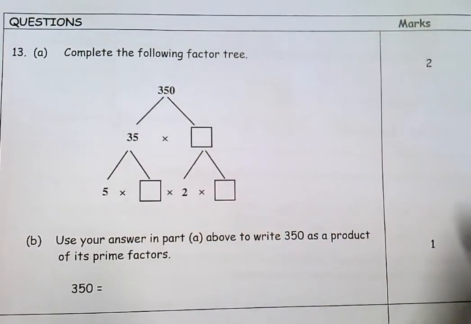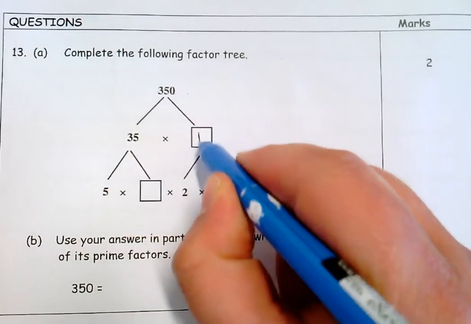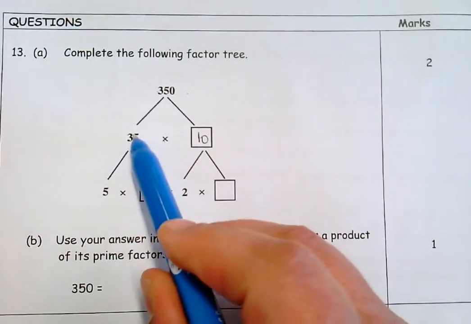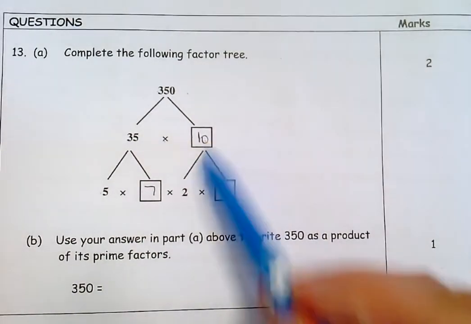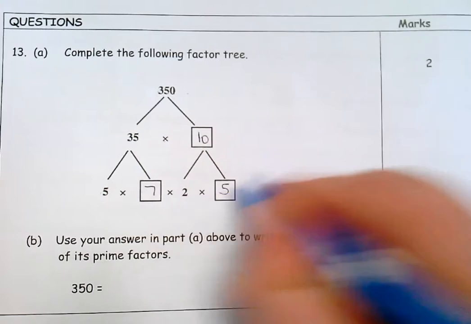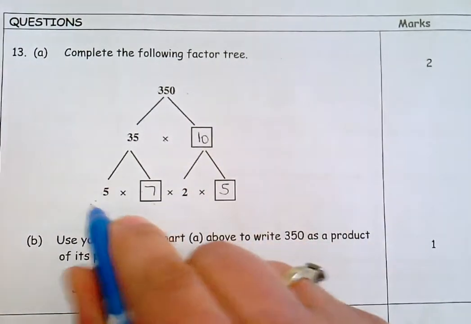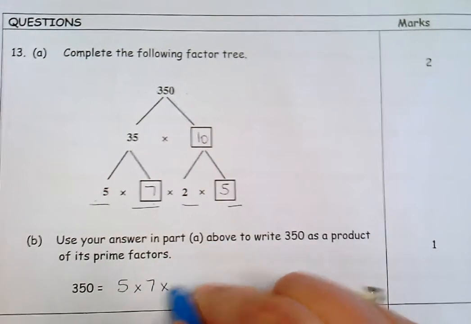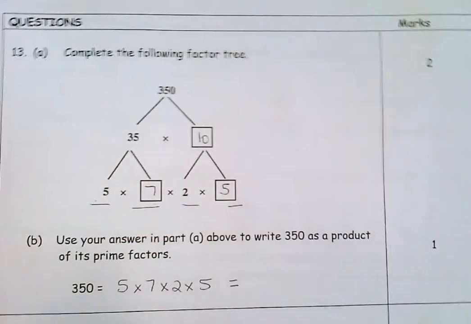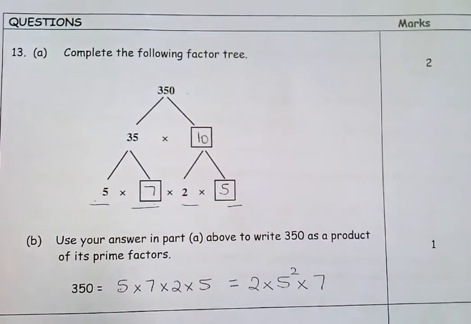Now in the next question, we're completing a factor tree. So 350 is 35 times 10. Now 35 is 5 times 7 and 10 is 2 times 5. So therefore to write 350 as a product of its prime factors, it's where all of this ends, and we would get 5 times 7 times 2 times 5, or we can write them in order as 2 times, now we know we've got 5 times 5, which is 5 squared, times 7.